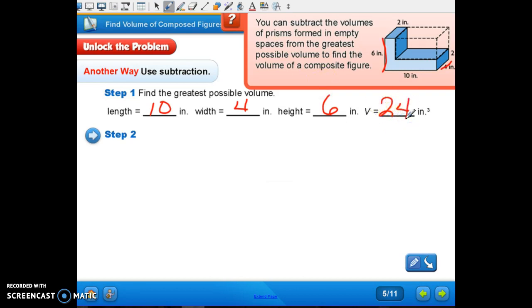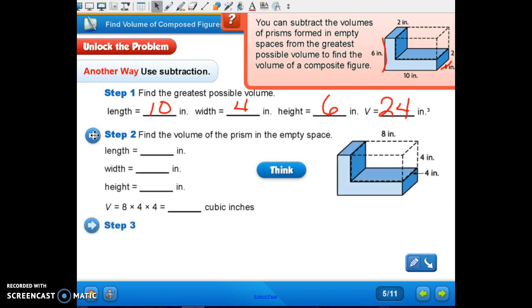We could have done 4 times 10 and then multiplied it by 6. Either way, remember they're commutative. Now, it wants us to find the volume of the prism in the empty space. So we're going to take the length, which is 10, right here, and we're going to subtract this little amount, which is 2 inches. So that gives us a length of 8.